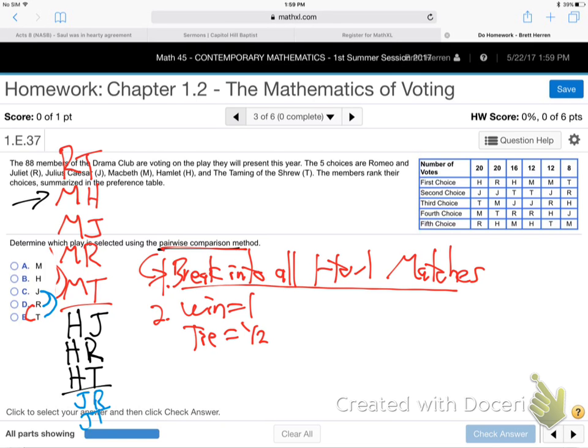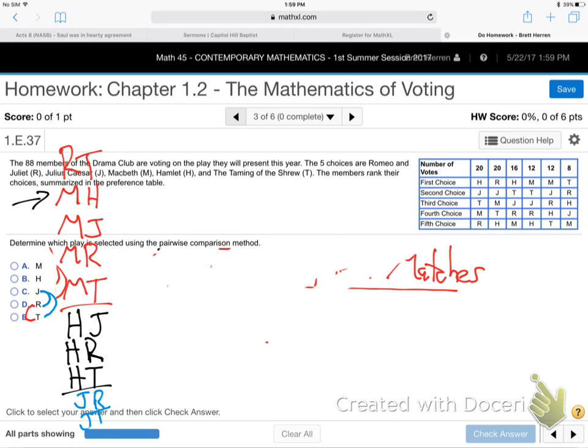Now for each of those, this is tedious. For each of those, we have to decide who wins. Meaning, let's just start with the RT battle here. If R and T battle, just R and T, who's going to win?